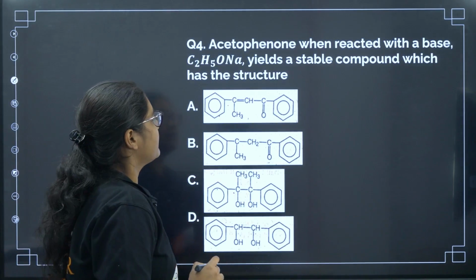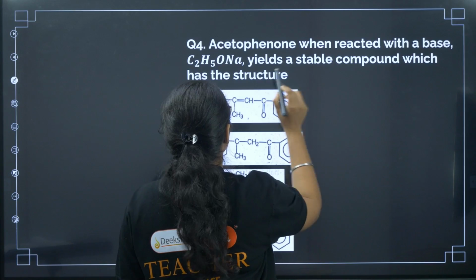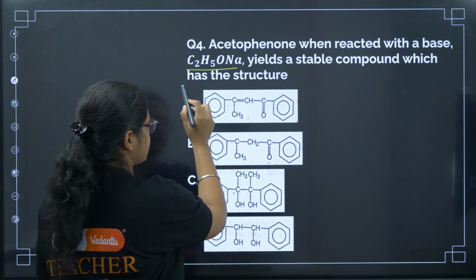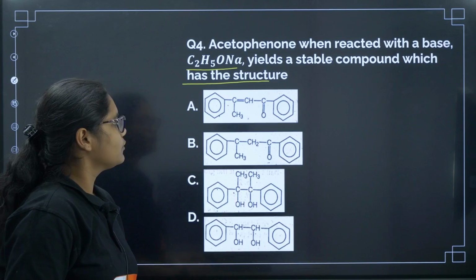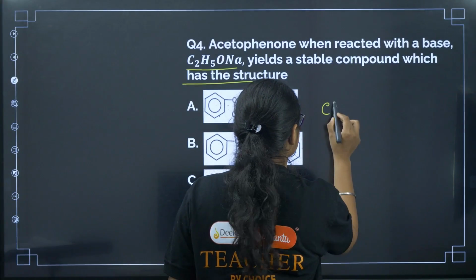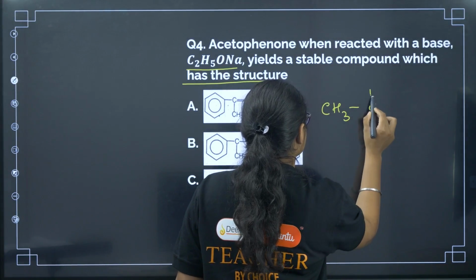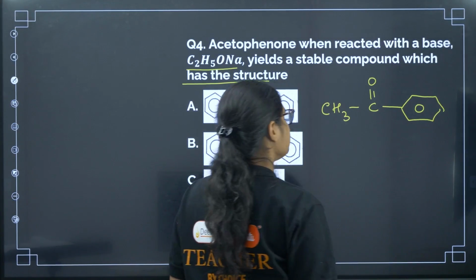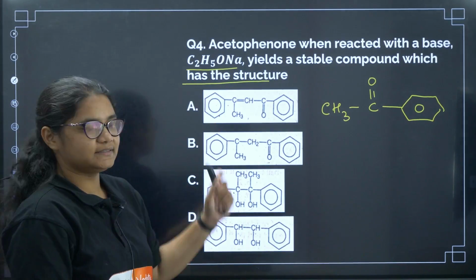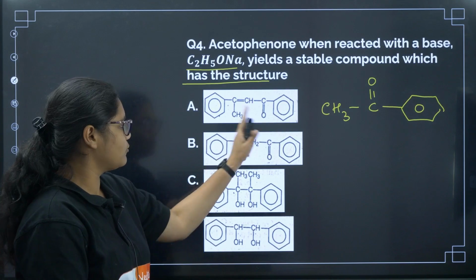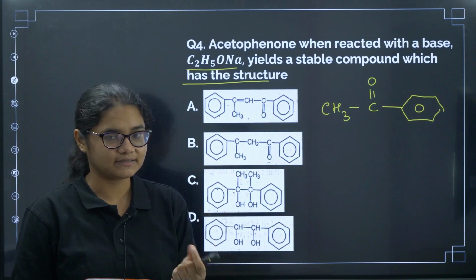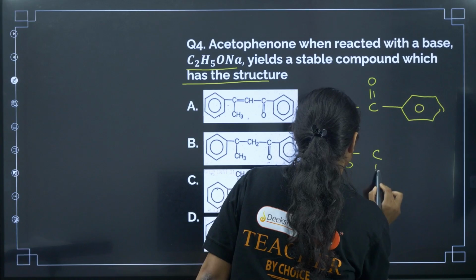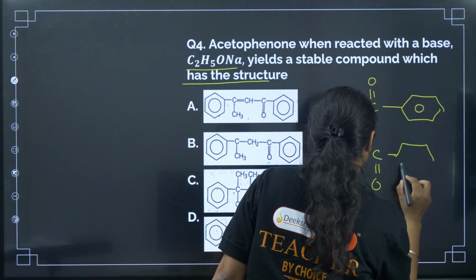Next question: when acetophenone is reacted with a base C2H5ONa, it yields a stable compound which has a structure of. So this one, if you know, we have acetophenone, that is CH3 C double bond O and a phenyl group, right? Now when you treat with a base, you can see 2 molecules of the same type are there. It is nothing but your aldol condensation, right? So CH3 C double bond O.